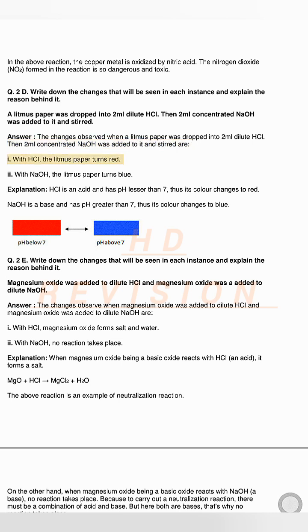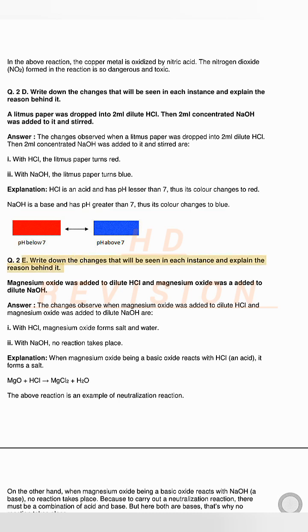With HCl, the litmus paper turns red. II. With NaOH, the litmus paper turns blue. Explanation. HCl is an acid and has pH lesser than 7, thus the litmus color changes to red. NaOH is a base and has pH greater than 7, thus the color changes to blue.